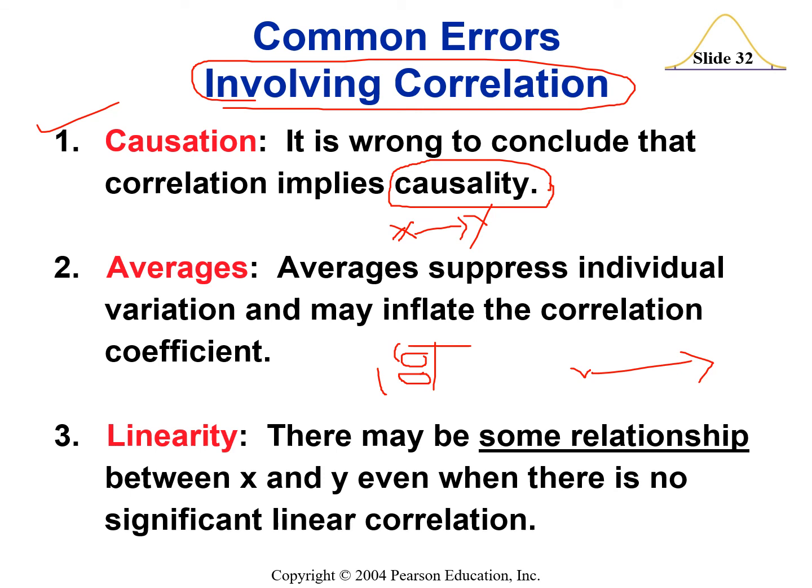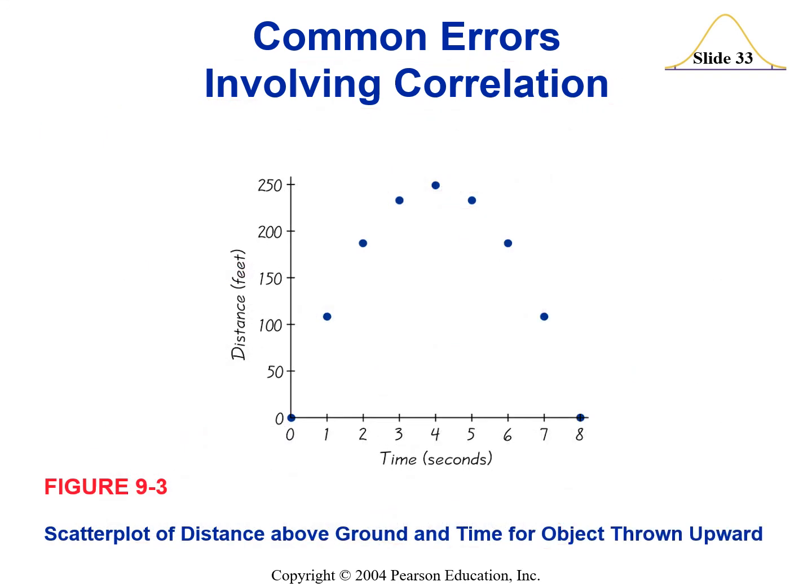Number three, linearity. There may be some relation between X and Y even when there is no significant linear correlation. Maybe the correlation between X and Y is not linear. That means there may be some other non-linear relation between X and Y, even if we have no significant linear correlation. For example, here we have no significant linear correlation, but there is a pattern of correlation between X and Y. This pattern is not linear.